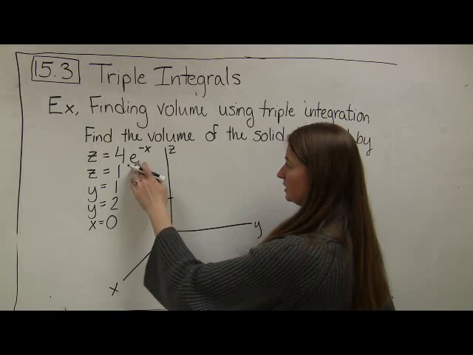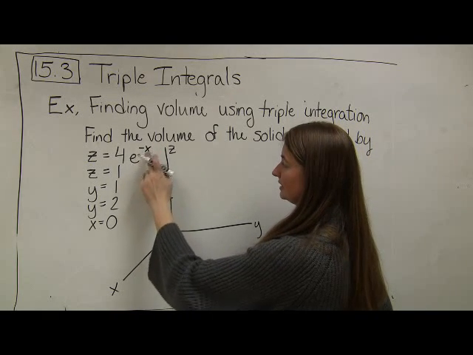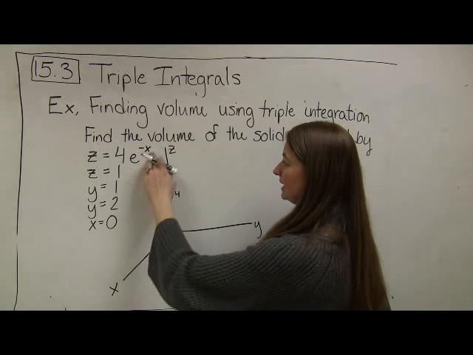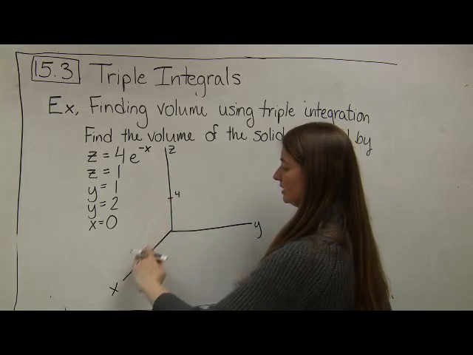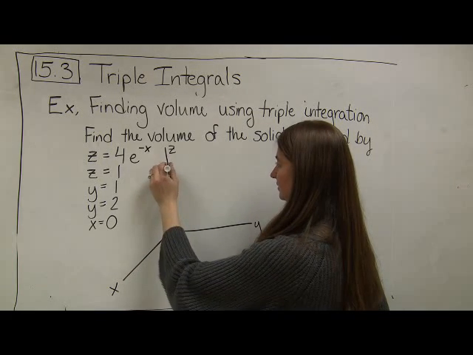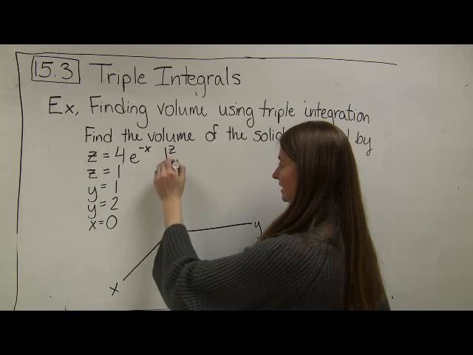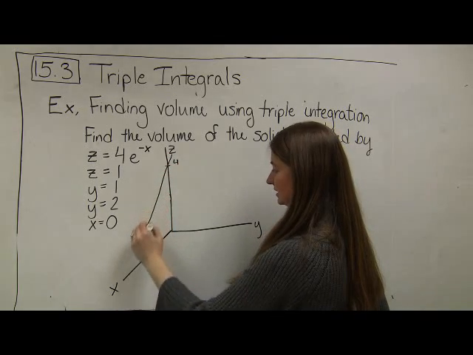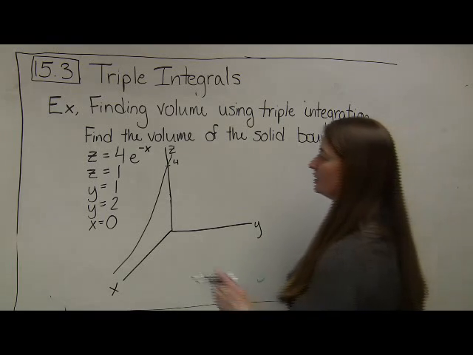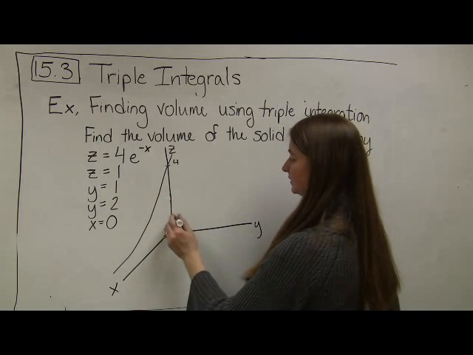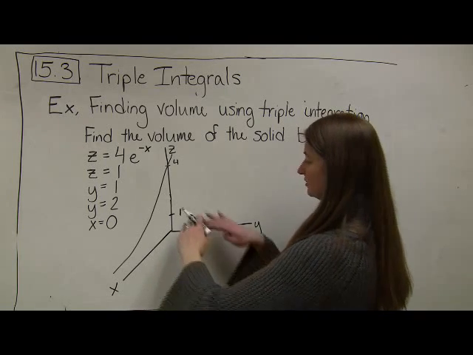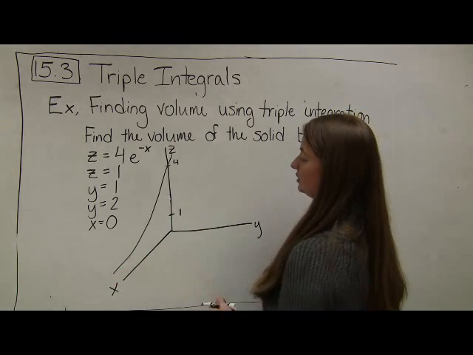So I just plugged in when x equals 0, e to the 0 is 1, so I'm up here at z equals 4. But as my x's increase, these values are going to get lower and lower and lower. Maybe I'll put my 4 up here just for the scaling of the picture. And it means that I have something that looks like this, curving downwards. And I'm also bounded by z equals 1. So I'm going to mark 1 on here. When z equals 1, that's a flat plane extending in every direction.